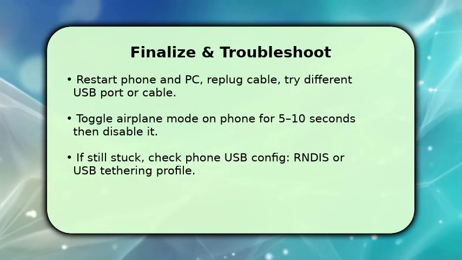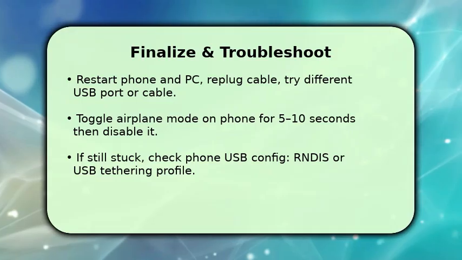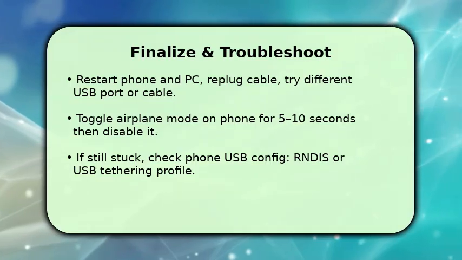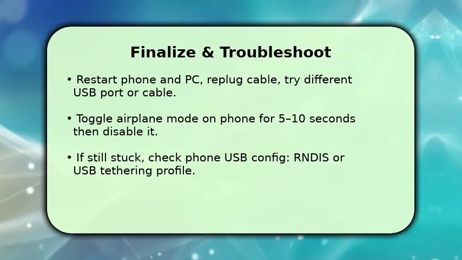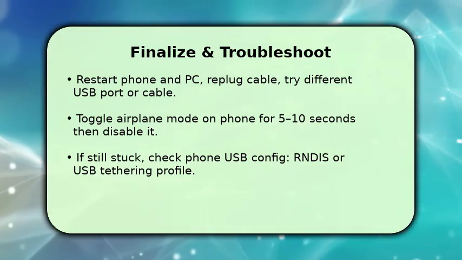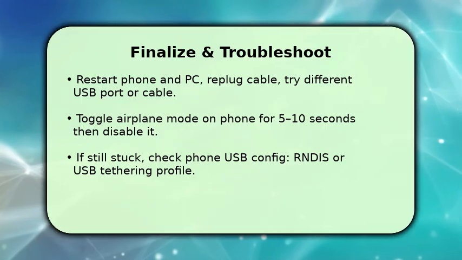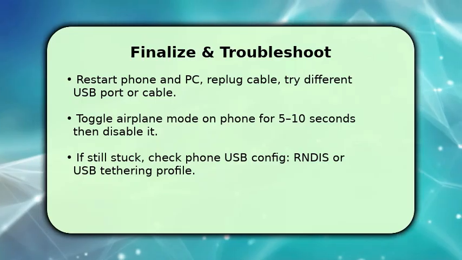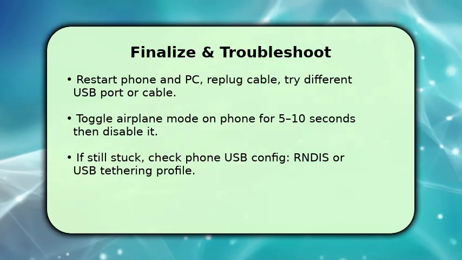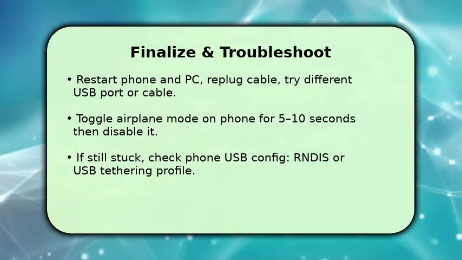To finish, restart both devices and replug into a different USB port to rule out hardware quirks. Make sure phone mobile data is on, and, if necessary, toggle airplane mode briefly to reset radios. If the adapter still doesn't appear, inspect the phone's USB configuration and select RNDIS or USB tethering profile. This is often the missing piece.